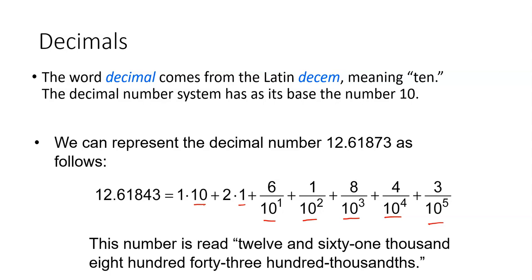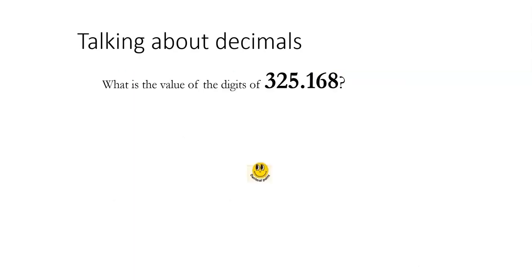And again, how do we read that number? 12 and 61,843 hundred thousandths. So we always go by what the smallest value is on that number when we go to read it, and then we just take the whole rest of the set of digits with us.